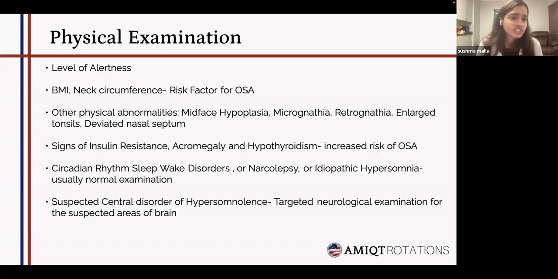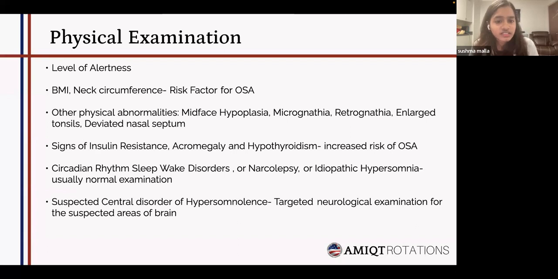In physical examination, we can check for the level of alertness, the BMI, and neck circumference. As we all know, these increase the risk factor for obstructive sleep apnea, along with other physical abnormalities like mid-face hypoplasia, micrognathia, retrognathia, enlarged tonsils, and deviated nasal septum. These all make breathing difficult for the patient. They might be having breathing problems, and they might wake up at night with sleep disturbances.